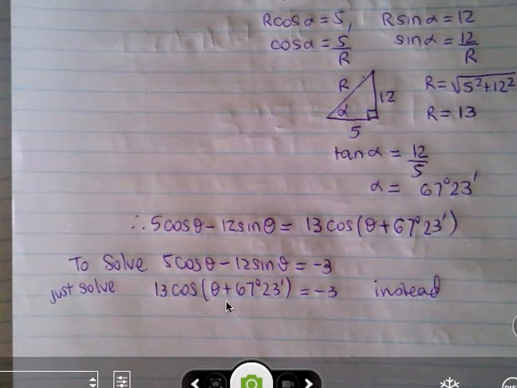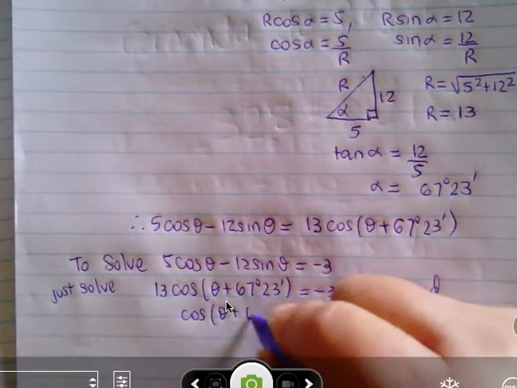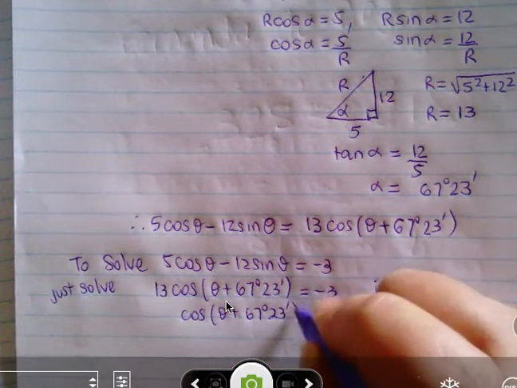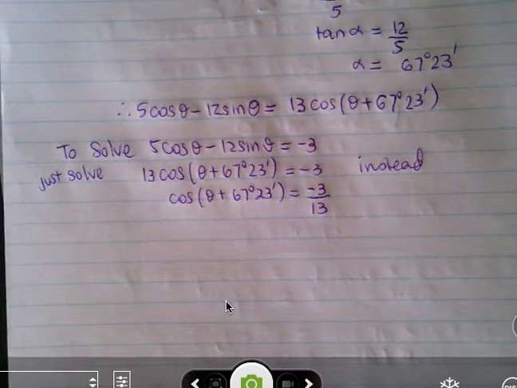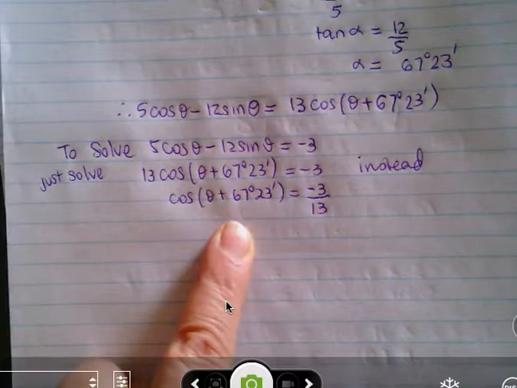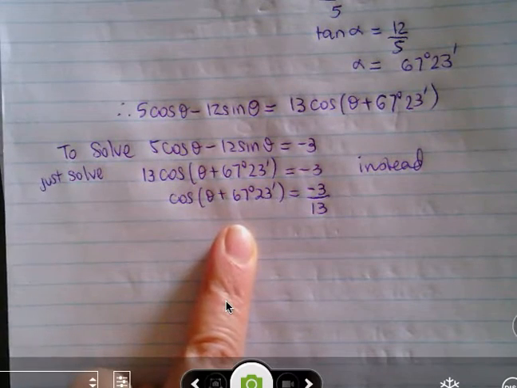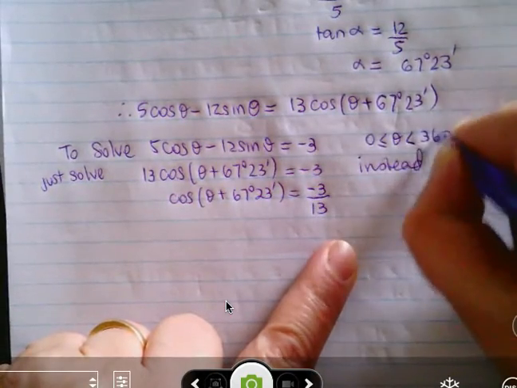Okay, now this is easy. This is just cos of something equals that number. But remember, we've got a few steps. Cos of theta plus 67 degrees, 23 minutes is what? Negative 3 over 13. Now we use our steps, if you want to use the change in domain. Remember, we've got to change the domain. If you're doing anything apart from cos theta, sine theta, tan theta, you've got to change the domain, which is the values of theta. We want to solve from 0 to 360.